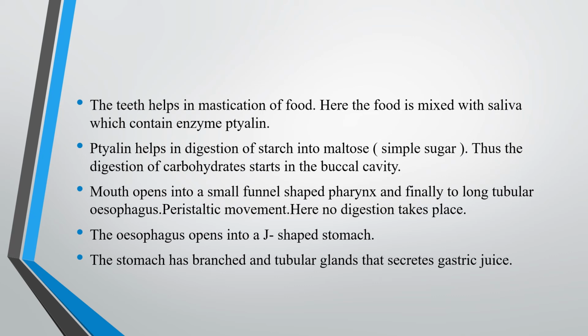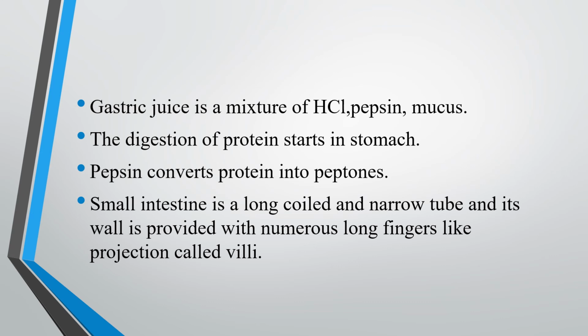The stomach has branched and tubular glands that secrete gastric juice. Gastric juice is a mixture of HCl, pepsin and mucus. First, HCl acts on the food and makes the food acidic. Then pepsin converts the protein into peptone. Then mucus protects the walls of the stomach from HCl activity, and HCl also helps to kill the germs.